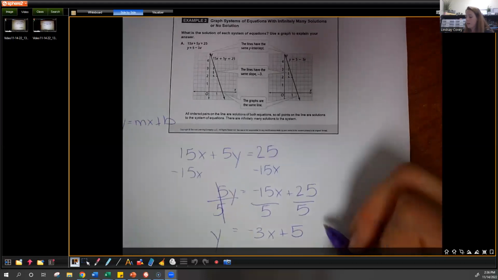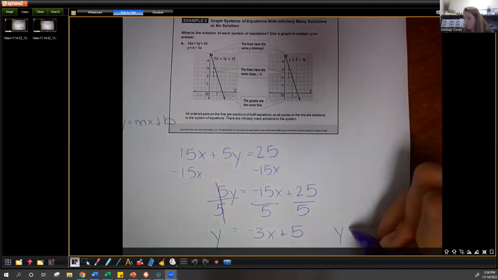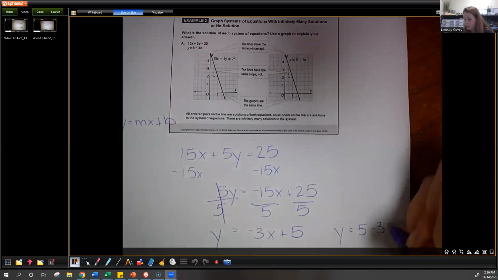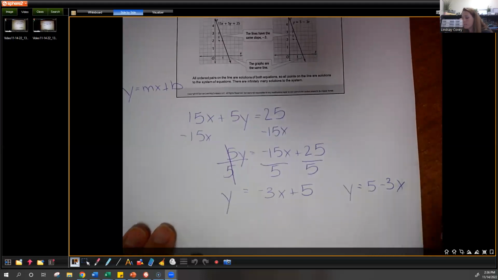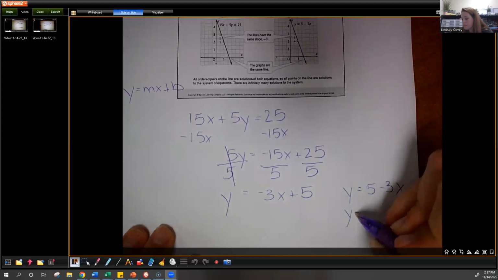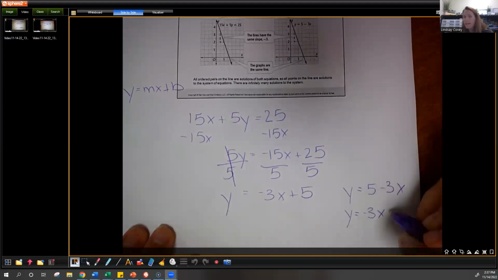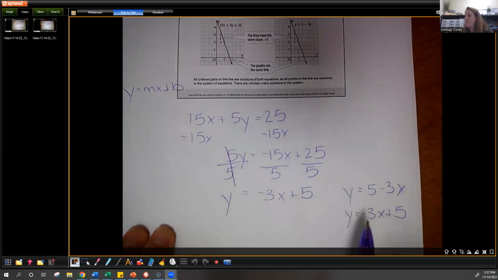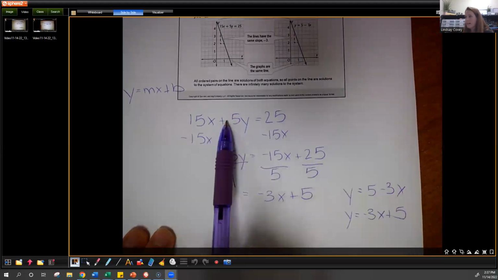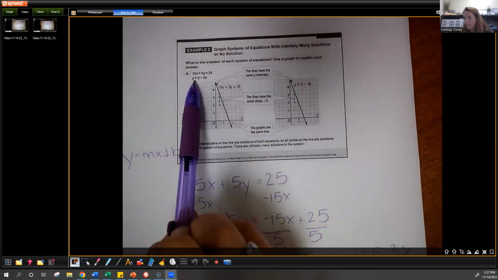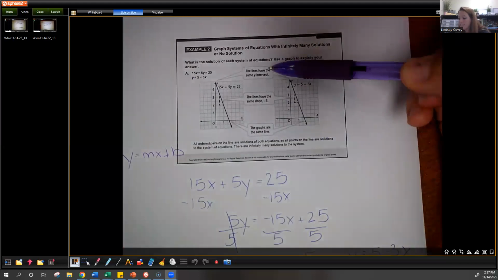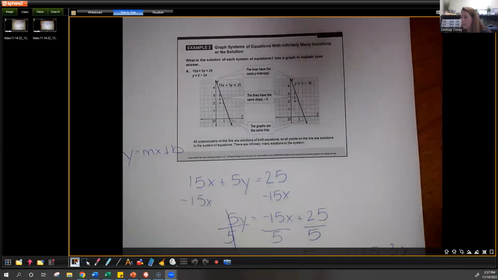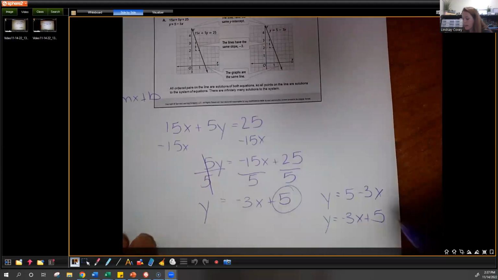Looking at that in my other equation, which is y equals 5 minus 3x, you can see that it's not in the y equals mx plus b format, so we just got to flip some stuff around. And would you look at that? They are the same exact line. So if I were to graph this equation and this equation, we would notice that the lines have the same y-intercept. They both intercept at 5.